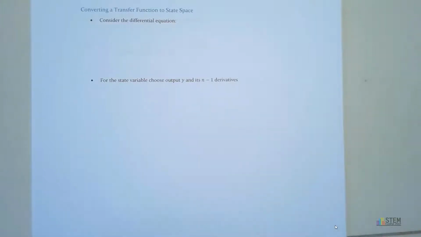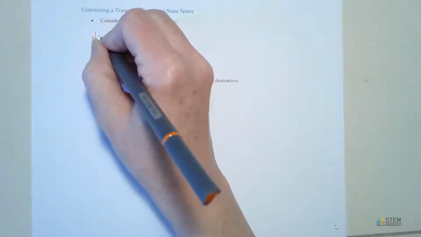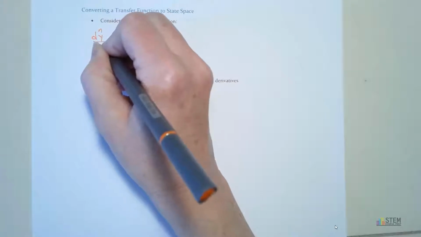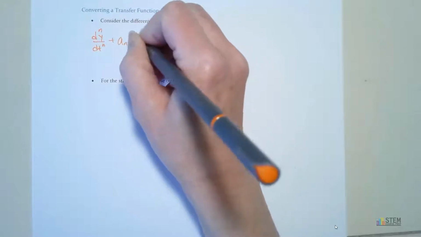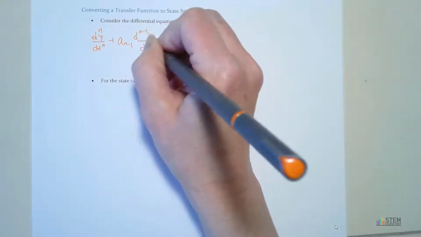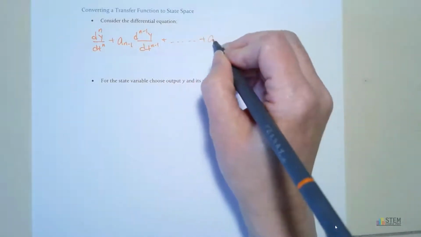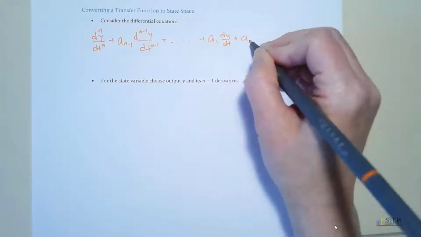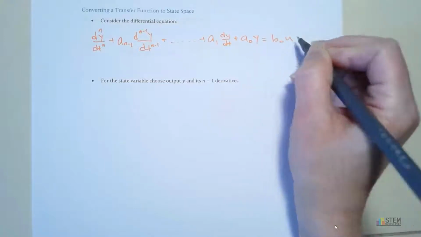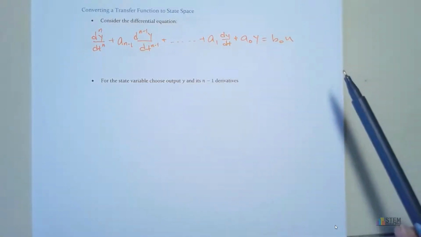All right, so let's consider this differential equation I'm going to write out. Let's say we have the nth derivative of y with respect to time, plus a_{n-1} times the n minus 1 derivative of y with respect to time, and then we're going to go out until we get to a1 dy/dt plus a0 times y equals b0 times u. That's just a general form for a differential equation. All of our equations of motion have been in this form, pretty much.